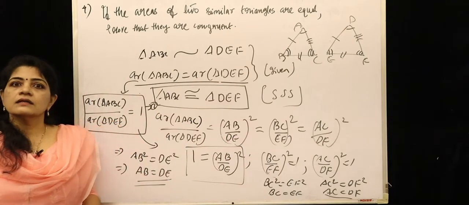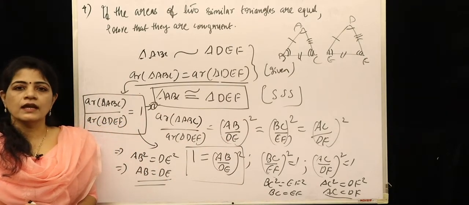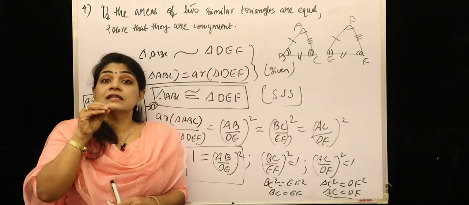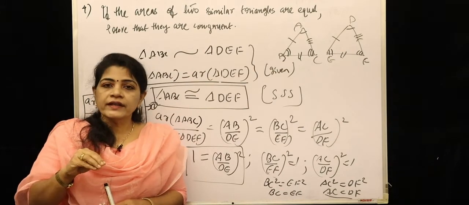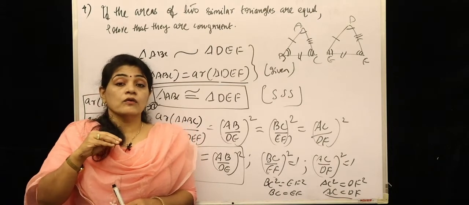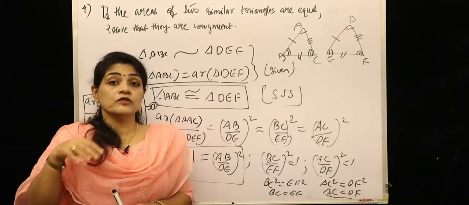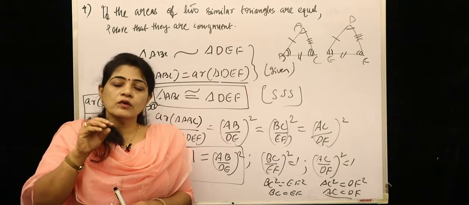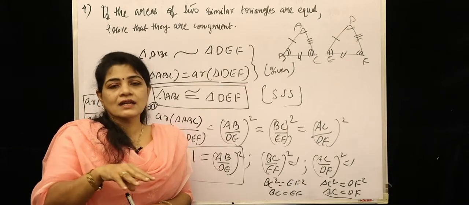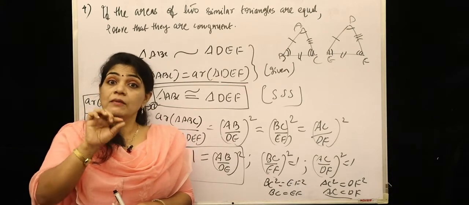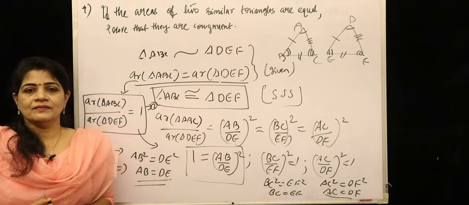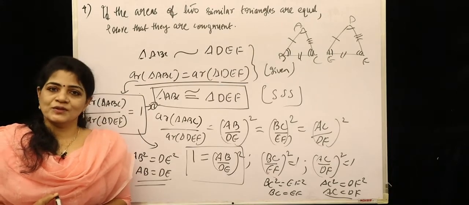These two sides, SS congruence criteria is there. That means now we got that if two similar triangles have the same area, definitely they will be congruent. But this is not for all similar triangles. All congruent triangles are similar, but its converse is not true. But under only this condition, if the similar triangles have the same area, we can easily show that they are congruent. So this is all about the fourth question.